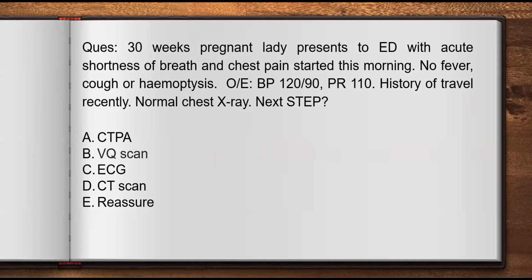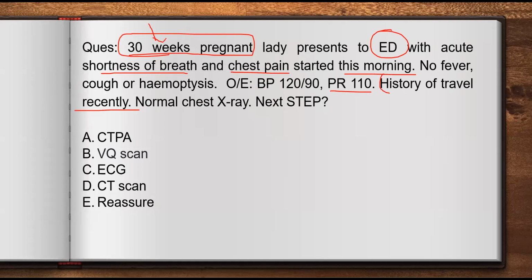All right, so this is your first question. A 30 weeks pregnant lady presents to the emergency department with acute shortness of breath and chest pain that started this morning. So you have a 30 weeks pregnant lady presenting with acute shortness of breath and chest pain. Obviously this is an acute presentation, no fever, cough, or hemoptysis. On examination, blood pressure is stable, pulse rate is a little high, history of travel recently. This is a very important clue, right?